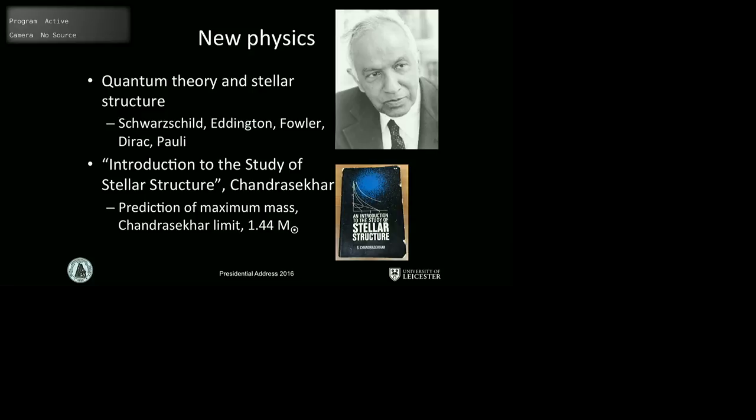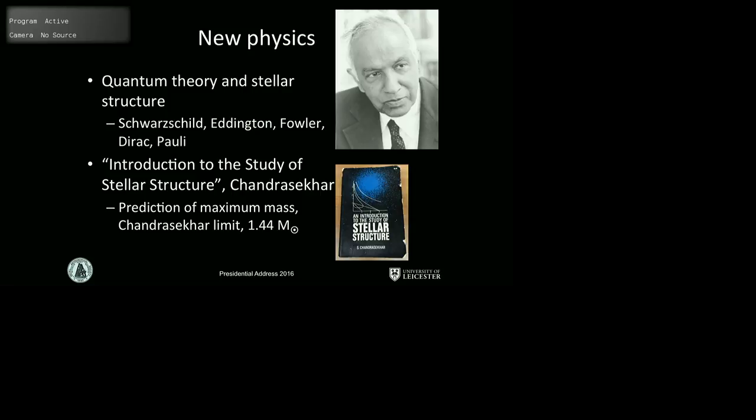And there are many well-known people who contributed to that. Carl Schwarzschild, Arthur Eddington, a gold medalist of this society, Fowler, Paul Dirac and Wolfgang Pauli, all built up the physics that Subramanian Chandrasekhar eventually built into his introduction to the study of stellar structure. And I still have my rather battered copy. It's not an original, I wish it was, but it's seen life. It's a copy that I bought when I was an undergraduate student.